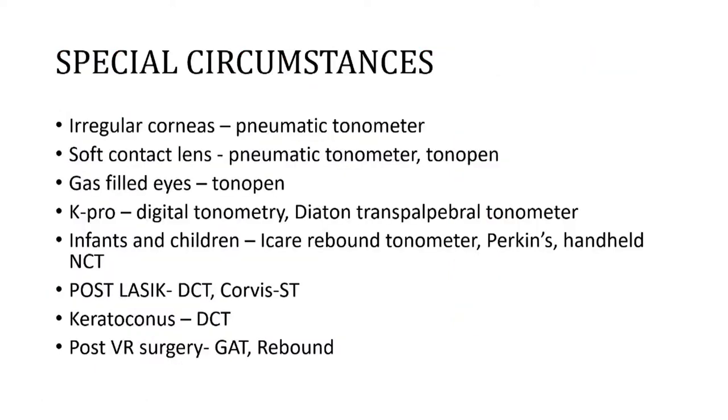And there are some special circumstances. In irregular corneas, the pneumotonometer is more accurate. Similarly, over soft contact lenses, pneumotonometer and Tonopen. In gas-filled eyes also, we use Tonopen. In KPro, digital tonometry or a transpalpebral tonometer. In infants and children, iCare rebound tonometer, Perkins or handheld NCT. And in post-LASIK cases, we use Corvis ST and DCT. In keratoconus, DCT. Post-VR surgery, GAT or rebound.